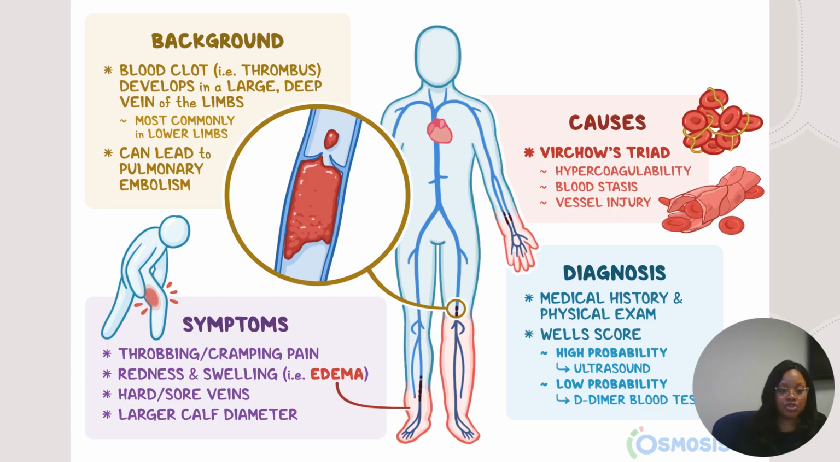So you want to make sure that you are assessing your patient. And I think we talked about surgery already, that our surgical patients are at risk for DVTs. Our symptoms: that patient may be complaining of a throbbing, cramping pain. They will have redness and swelling in that area, edema. They will have hard or sore veins, and they will have a larger calf diameter. So their leg will be like this, their calf will be like this. So those are some symptoms that you want to look for in that patient.